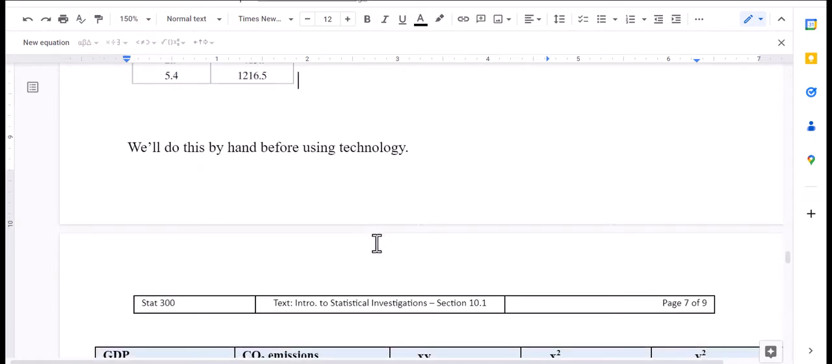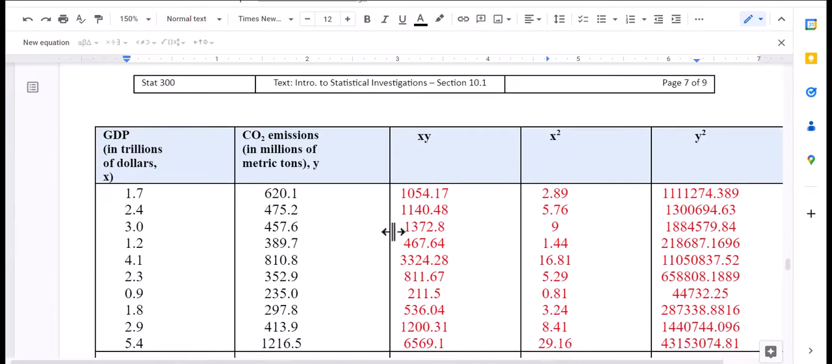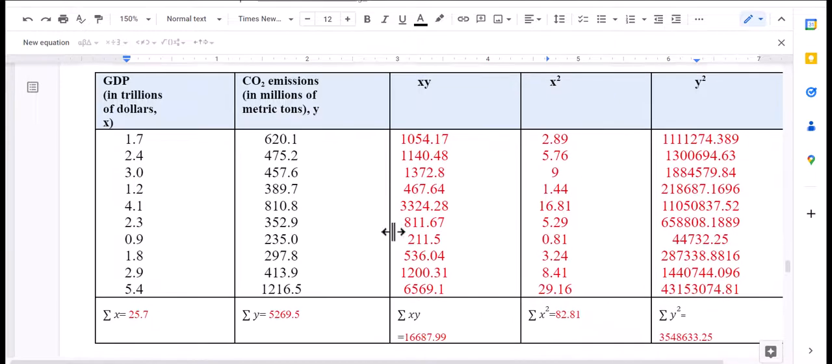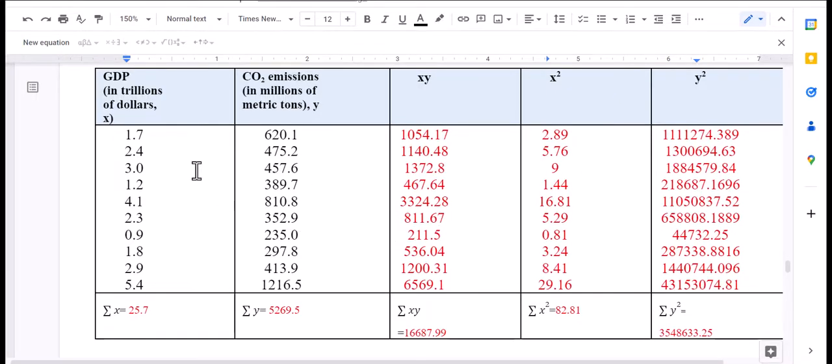So we'll do this by hand before using technology. Here I already did some of the calculations. If you were going to do this by hand on your own, this is what you would do, right? XY is X times Y, so 1.7 times 620, that's how I got that. An easier way to do this is to copy these two columns and pop them into Excel, and have Excel do the math for you in terms of multiplying X times Y, then squaring X for this column, and then squaring Y for that column.